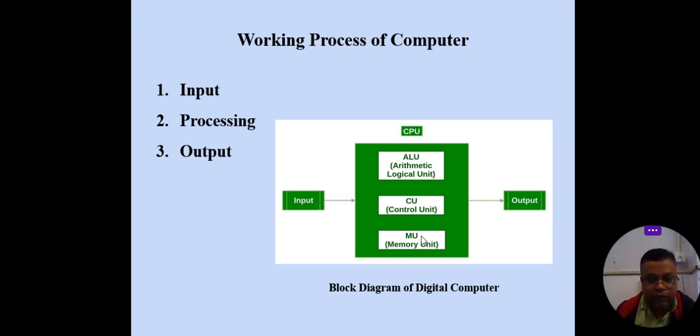Overall, the working process of a computer involves the input of data and instructions, the processing of that data and instructions, and the output of the results of that processing. This basic process is used in a wide variety of applications, from simple personal computing tasks to complex scientific simulations and data analysis.